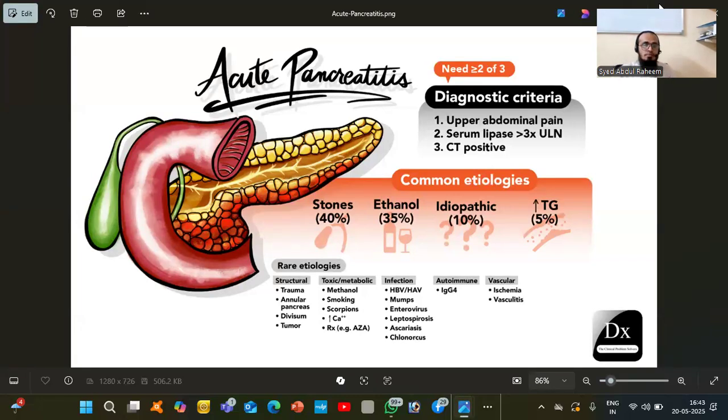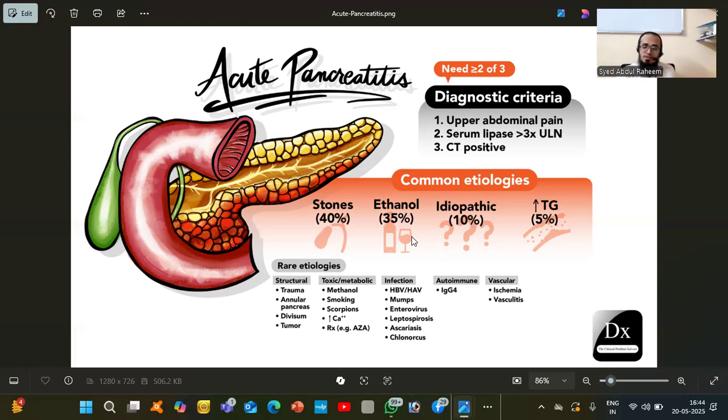Okay, first acute pancreatitis. Acute means suddenly. Pancreatitis means inflammation of pancreatic cells. Okay, cells of the pancreas are getting inflamed. Why does this happen? Here, the reasons are given: 40% due to stones, 35% due to ethanol, means drinking alcohol. So 82% are related to other things.